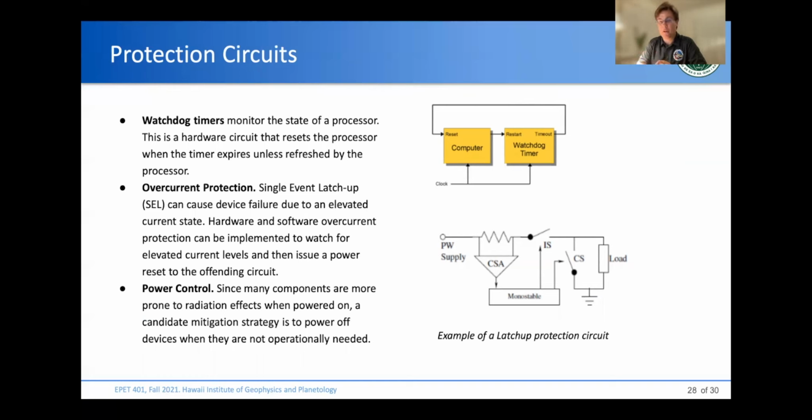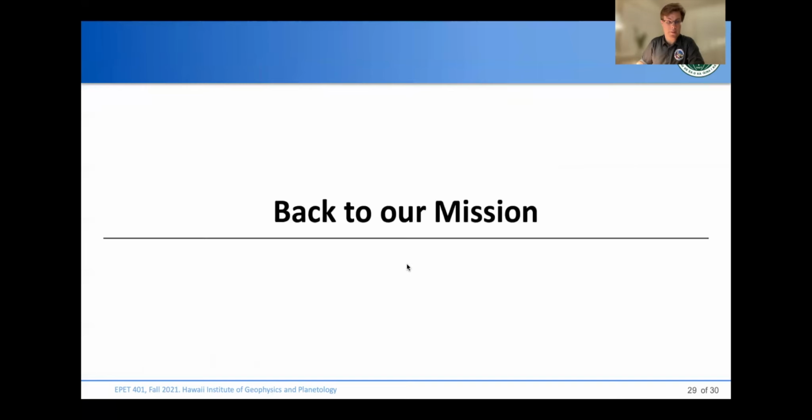Finally, there is power controlling devices. If your spacecraft has multiple subsystems that you don't need on, it's good practice to turn them off, because the power they consume is also not desired. Also, circuits that are turned on will be affected by radiation. So if they're not being used, might as well protect them by turning them off. These are simple practices that can implement safe measures to mitigate radiation effects.